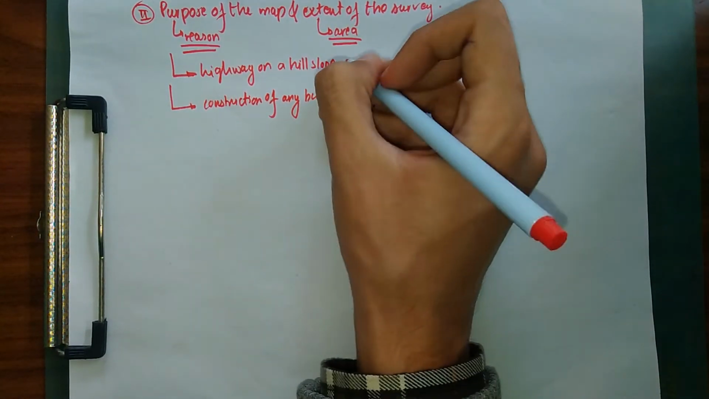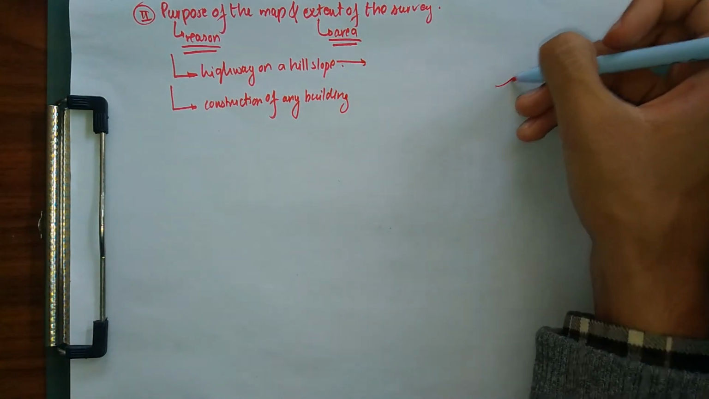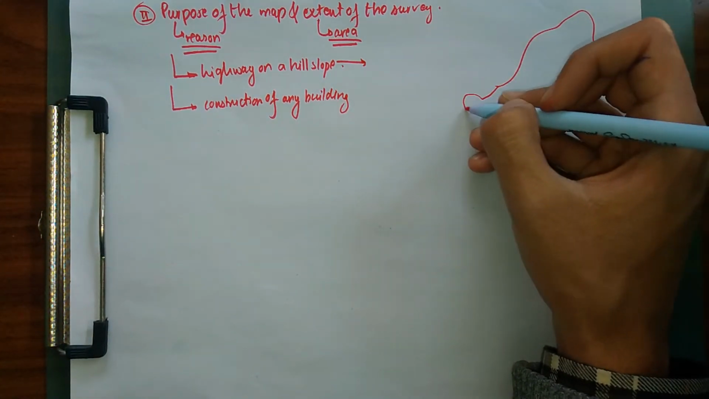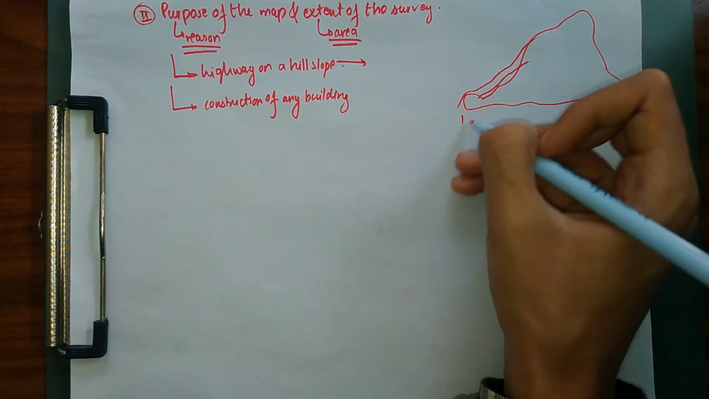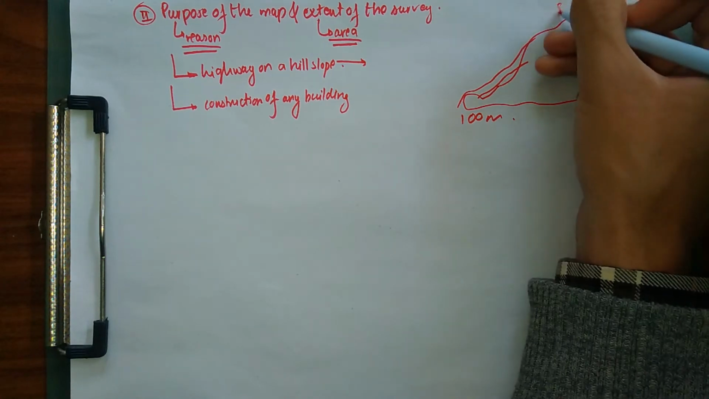So if we were to construct a highway on a hill slope, in this case we are going to be covering a large area. So let's say if we were to construct a highway in this manner, we are going to cover an elevation of 100 meters. This might be at an elevation of 500 meters.